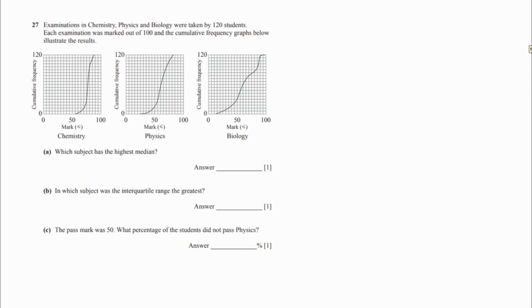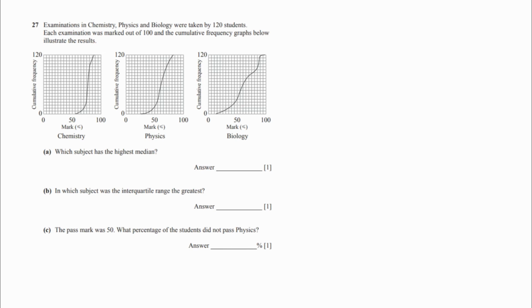Okay, if we go to the next question, question 27. Examinations in chemistry, physics, and biology were taken by 120 students. Each examination was marked out of 100, and the cumulative frequency graphs below illustrate the results. So, which subject has the highest median?